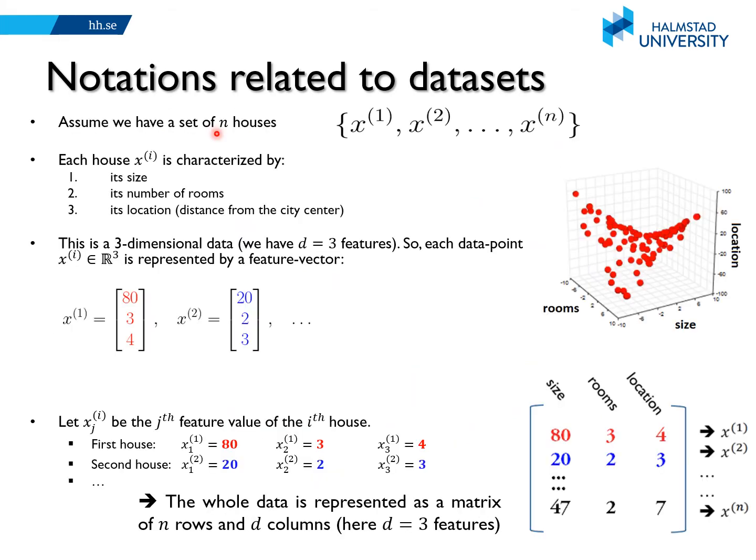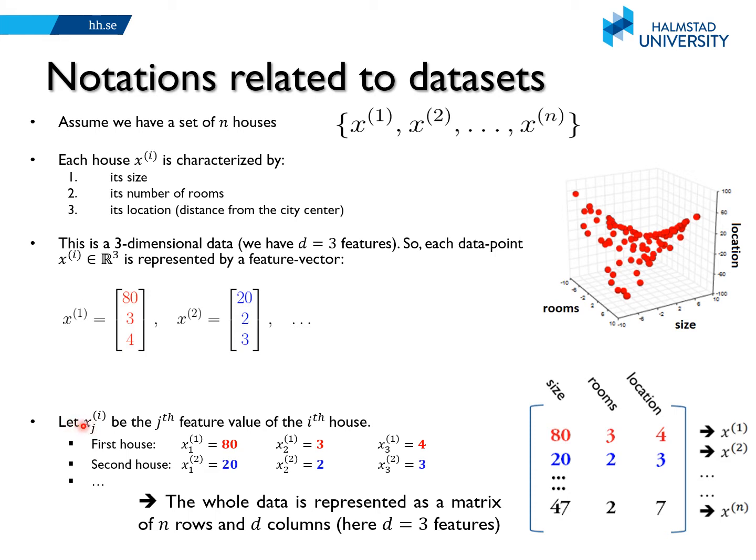Now suppose we have n houses denoted as x1, x2, x3 until xn. Each of those houses is characterized by three features: the size of the house, the number of rooms, and the location of the house, for example, the distance to the city center. So each house is a three-dimensional feature vector or a data point here. So it belongs to R3. When we refer to a data point or a feature vector, we represent it as a column vector, as in this case.